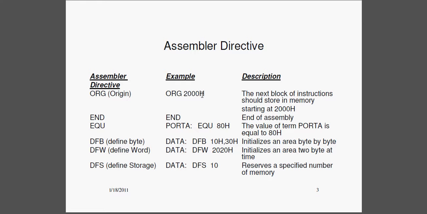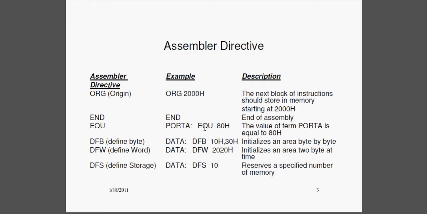And the other thing is the assembler directive, where you tell the assembler what to do. For example, END is to tell the assembler that this is the end of your code. And the line here is the equate. For example, in C programming you have different variables and you can assign the variables a specific value. The same thing here: you equate port A to 80 in hexa.